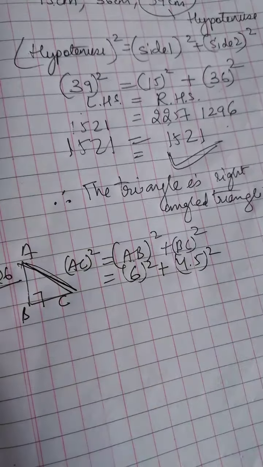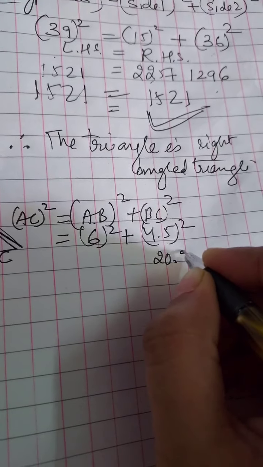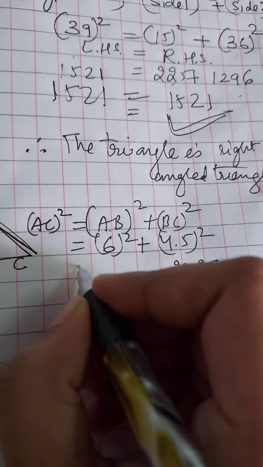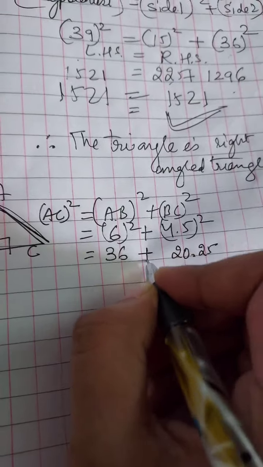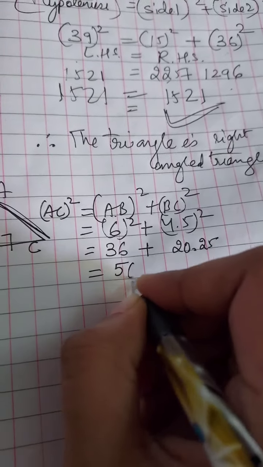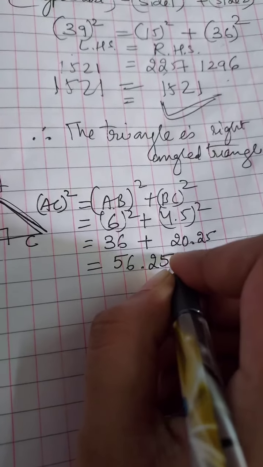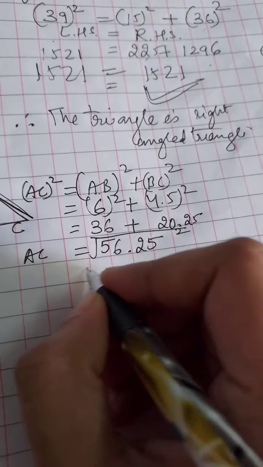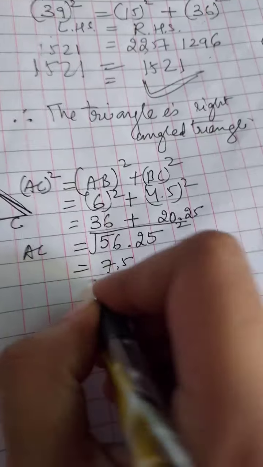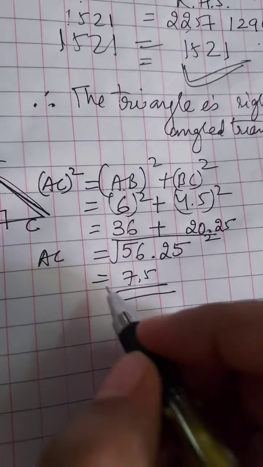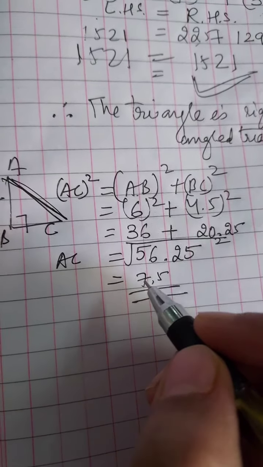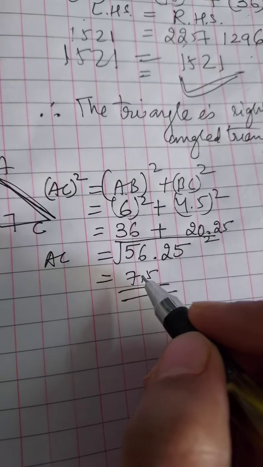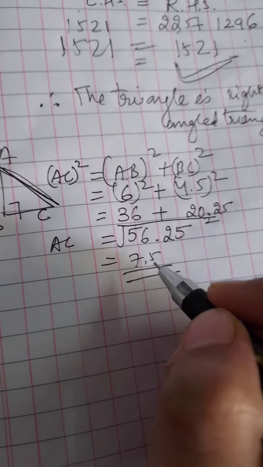The square of 4.5 is 20.25, and the square of 6 is 36. You will add both of them, and it will become 56.25. In order to find AC, you will take the square root of this and you will get the answer 7.5. Is that clear? You can see the long division method or factorization method to find square roots on my channel. Let's look at question number 7 now.